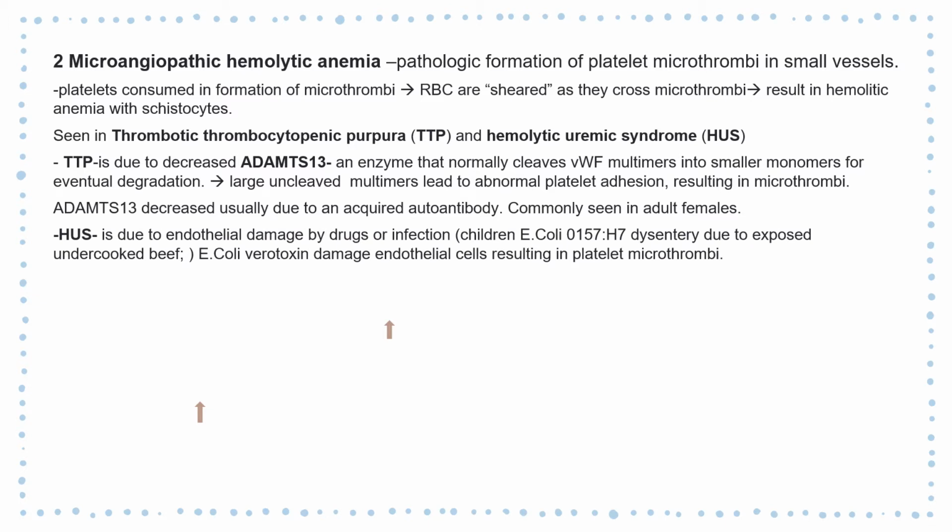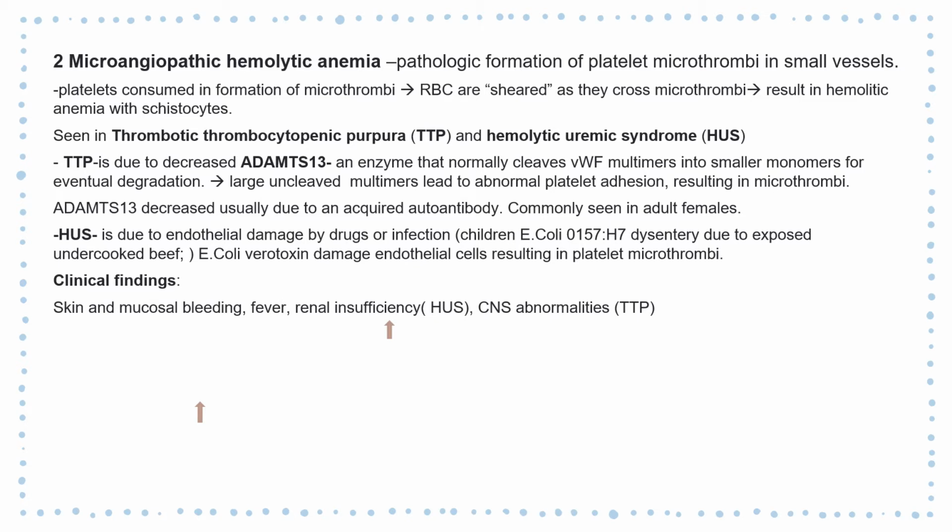HUS is due to endothelial damage by drugs or infection. Escherichia coli dysentery due to exposure to undercooked beef is a common reason in childhood. Escherichia coli verotoxin damages endothelial cells, resulting in platelet microthrombi. Clinical findings: skin and mucosal bleeding, fever, renal insufficiency, and CNS abnormalities. Renal insufficiency is more common for hemolytic uremic syndrome, and CNS abnormalities are due to thrombotic thrombocytopenic purpura.